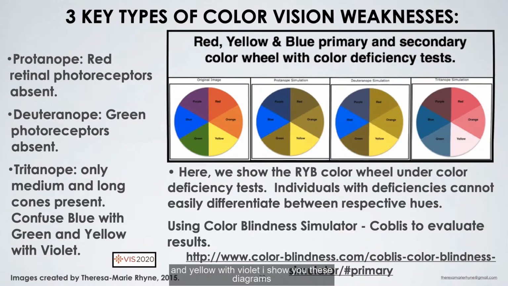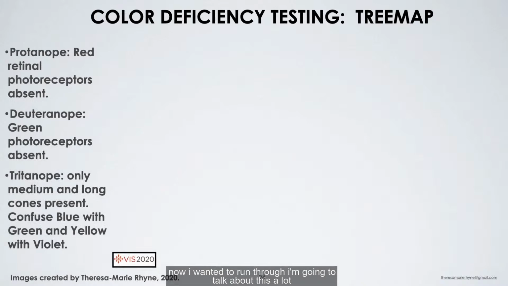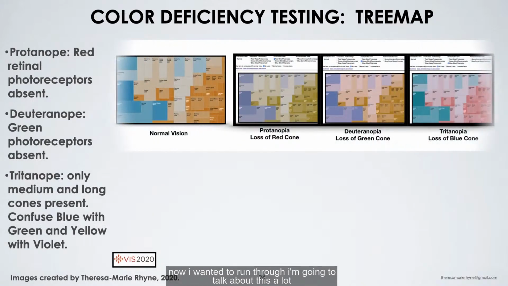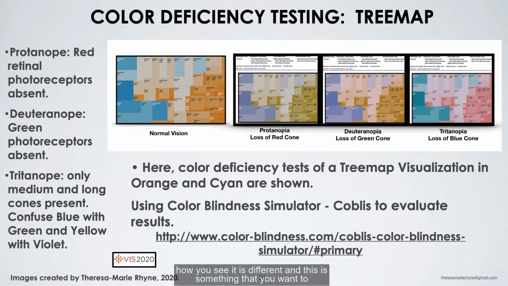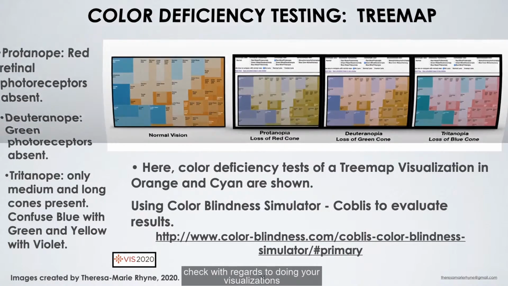I show you these diagrams. I'm going to talk about this a lot as we look at some case study examples, but I wanted to run through our tree map example I talked about earlier and show you that if you have a deficiency, what you see in the visualization is a little bit different, and how you see it is different. And this is something that you want to check when doing your visualizations.